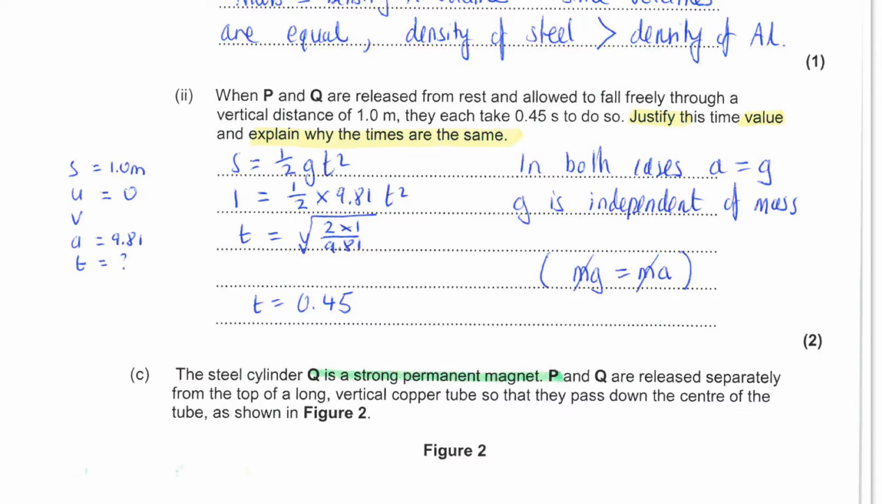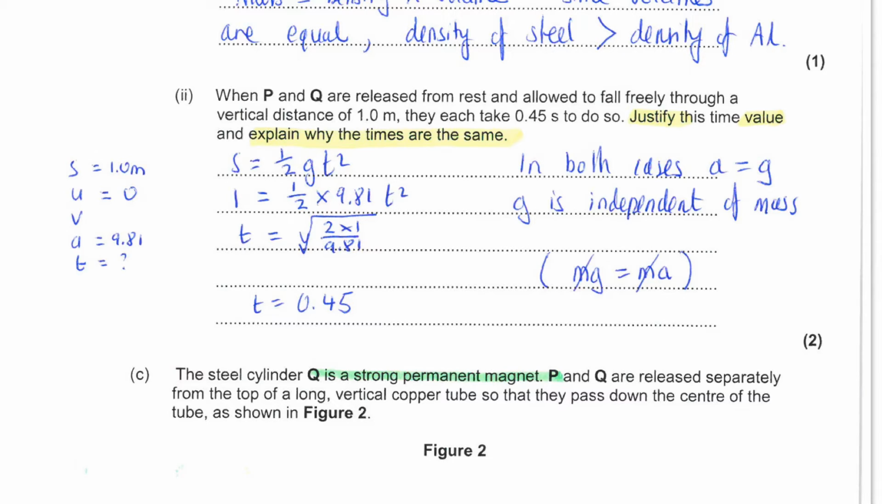Next, you are told that the cylinders are released from rest and allowed to fall freely through a vertical distance of 1 metre, and that this takes 0.45 seconds to occur. You're asked to justify the value and explain why the times are the same. So if we consider equations of motion and what would be causing the fall and the acceleration, clearly it is due to the force of gravity.